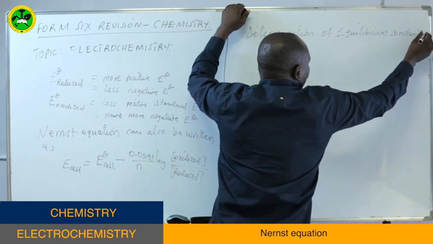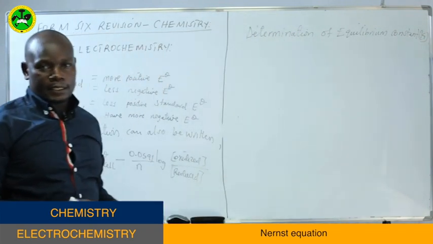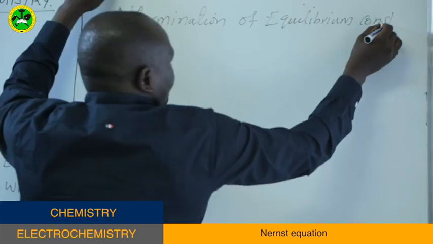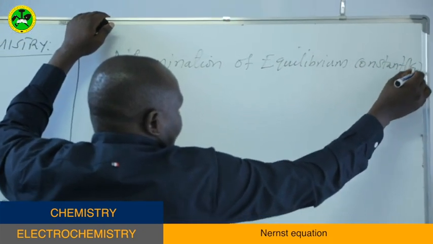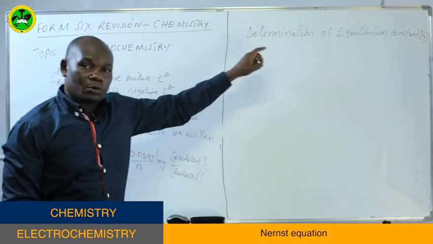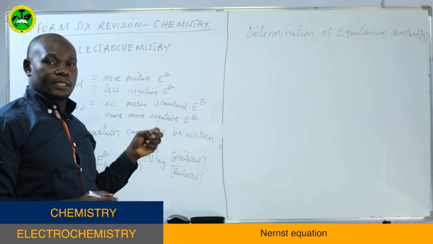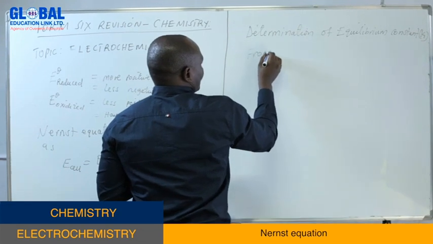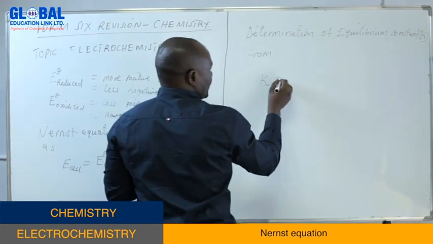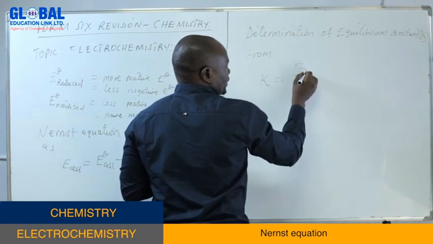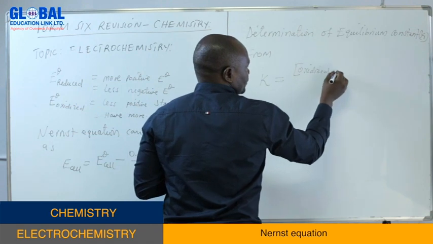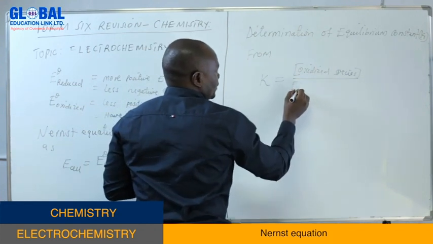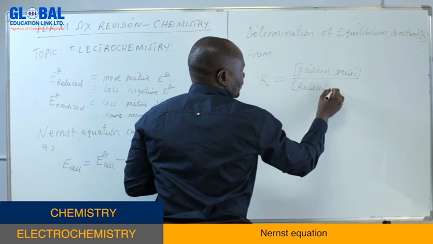Let us call it K of a redox reaction. Now if we go from the next equation, this one, because the oxidized species stands on the product side and the reduced species stands on the reactant side, the concentration of oxidized species over reduced species is equal to the equilibrium constant, which is K. From the equilibrium constant K, we get it by taking the concentration of oxidized species over the concentration of reduced species.